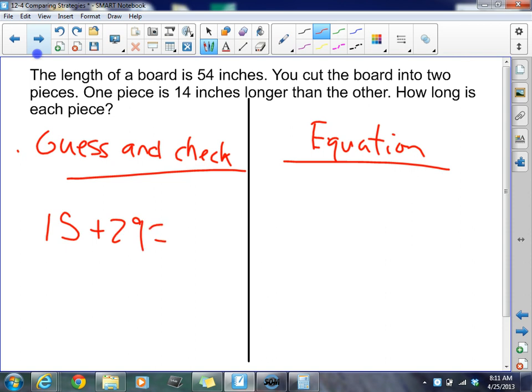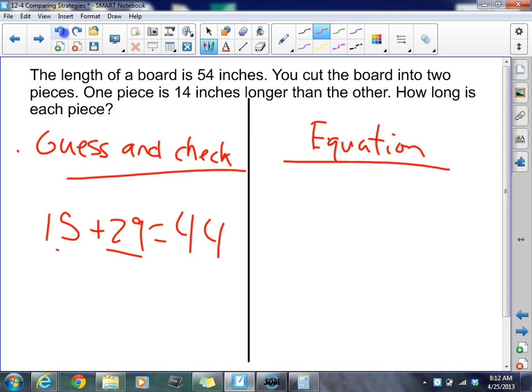Now, I just randomly got those numbers. I just picked this one out of midair, and with this one, I just added 14 to 15. So let's go ahead and see if this is 54. So 15 plus 29 is going to be 44. Now, I'm pretty close. I'm only 10 off. Let's go up some more.